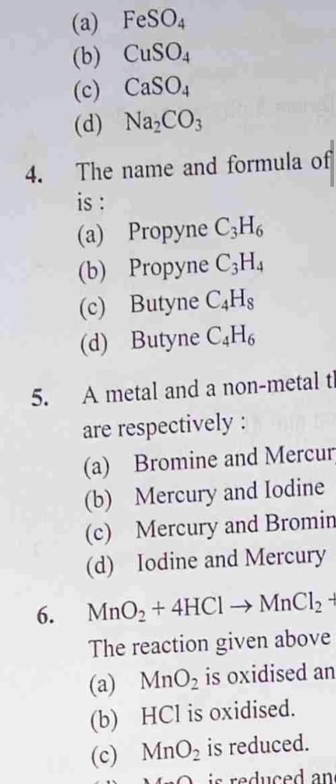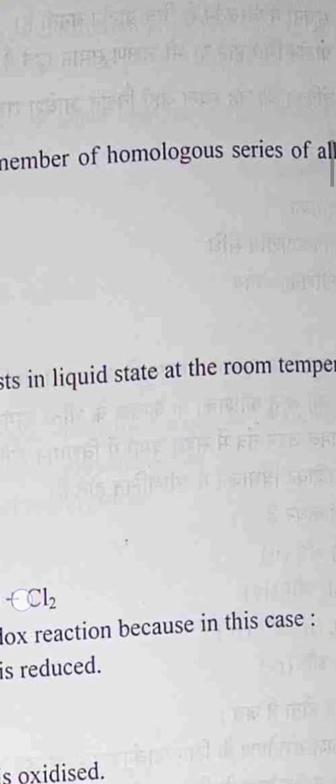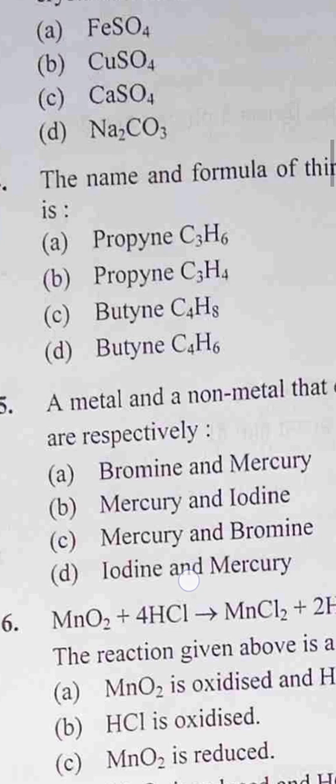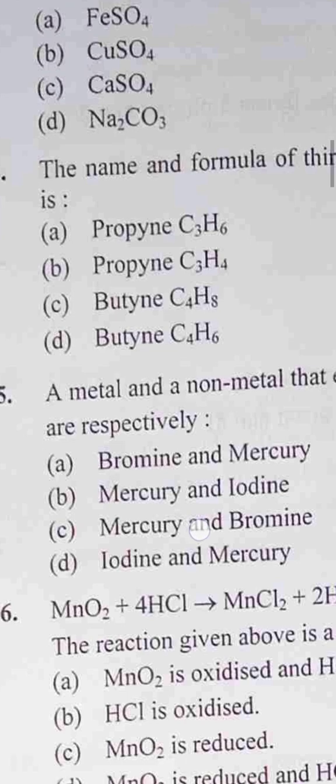Next, a metal and a non-metal that exist in liquid state at room temperature. We know well that bromine and mercury are the two substances. But first we have to write a metal, so mercury is the metal and non-metal is bromine. So mercury and bromine, that is option C, is the correct option.